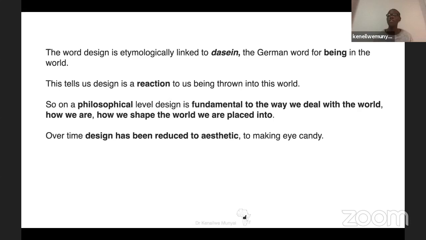So it's not just about eye candy. It's not just about physical products and services and so forth. It's also about designing the world around us so that it meets our needs, our human needs.